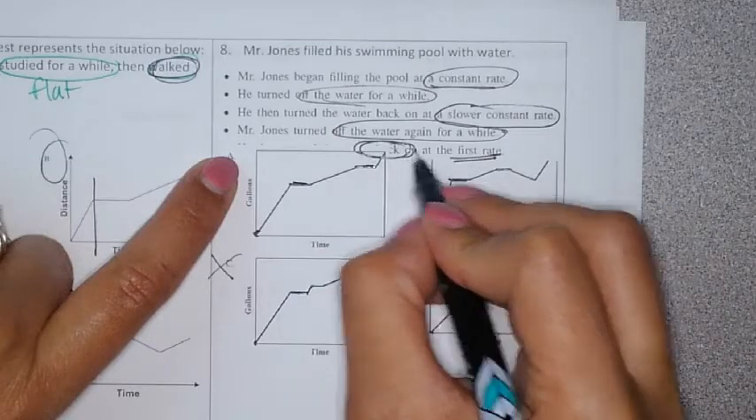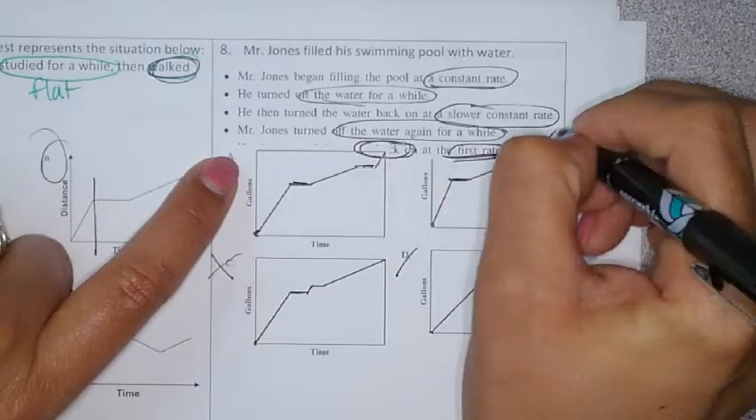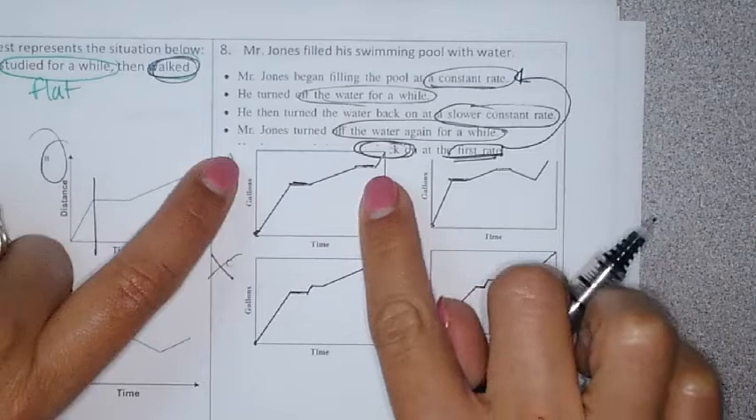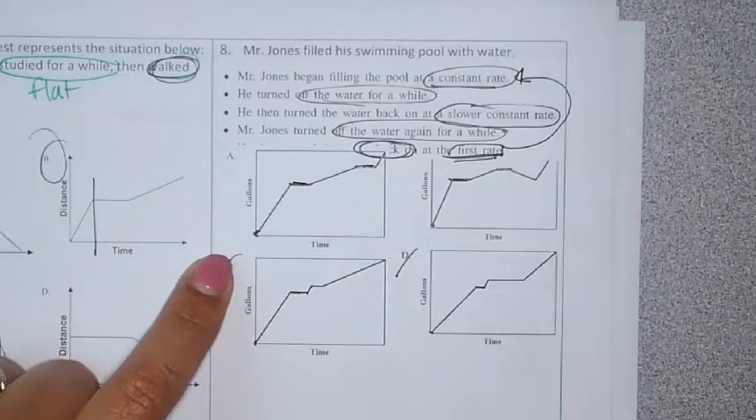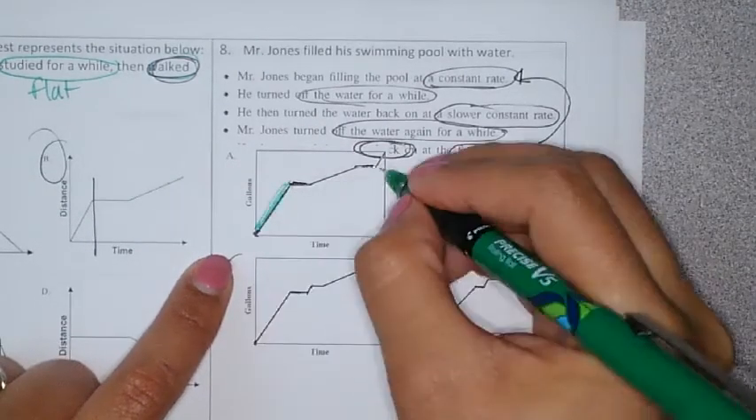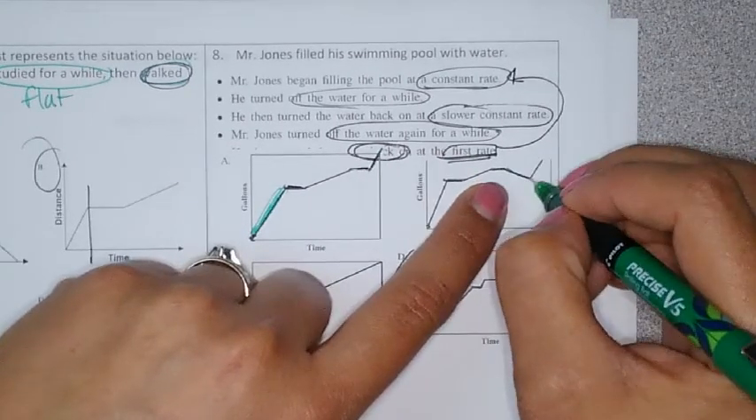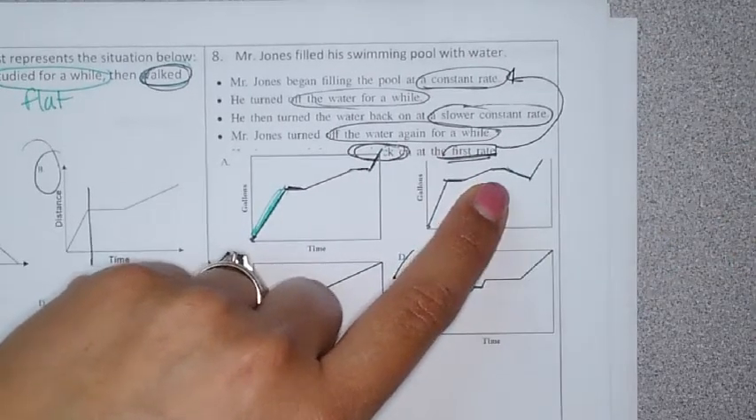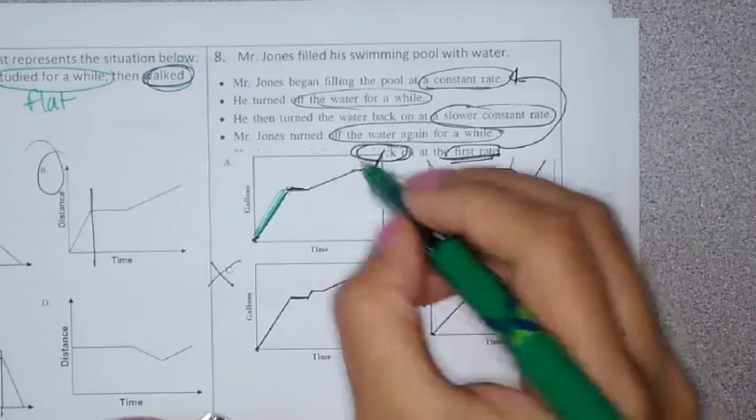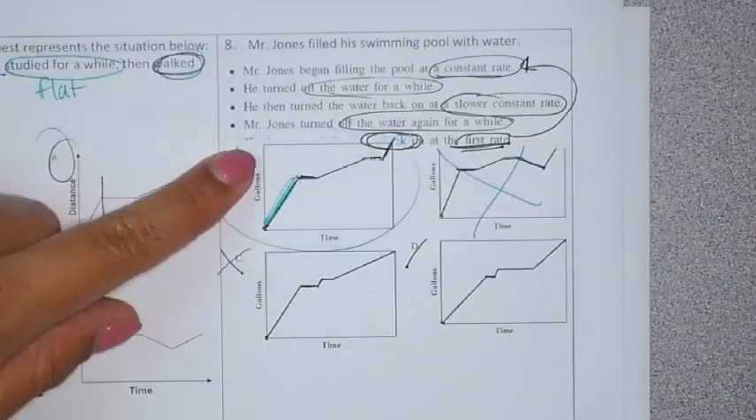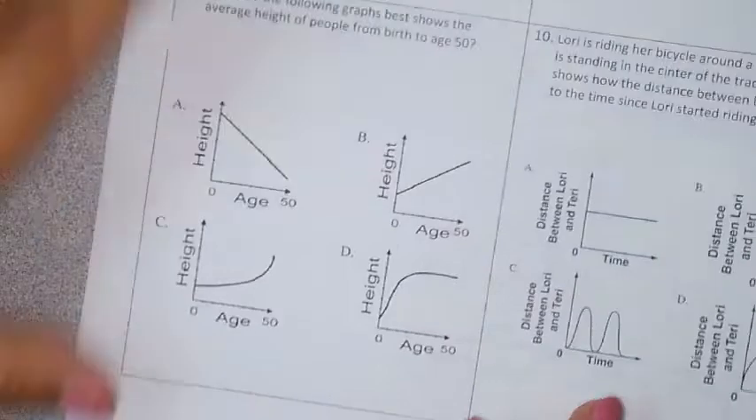Yes, he turned it back on the first rate. So it's going to look like this one. This one looks like that one, right? This one's going like this. This one looks like it's going to go back up that way. This one goes down. He doesn't empty the pool, so not this one, so it's going to be A. This one's a little weird because we can't see the last one. Sorry about that.